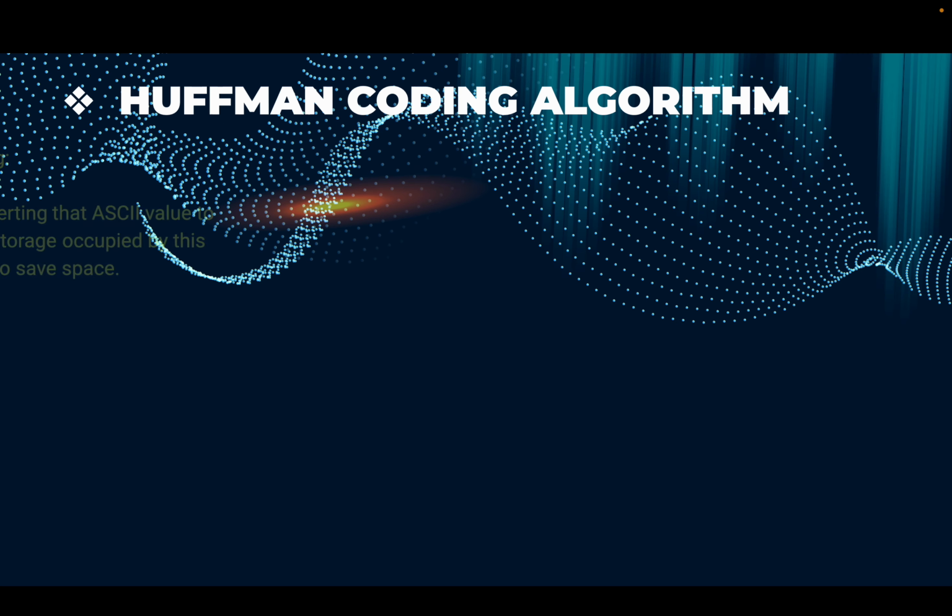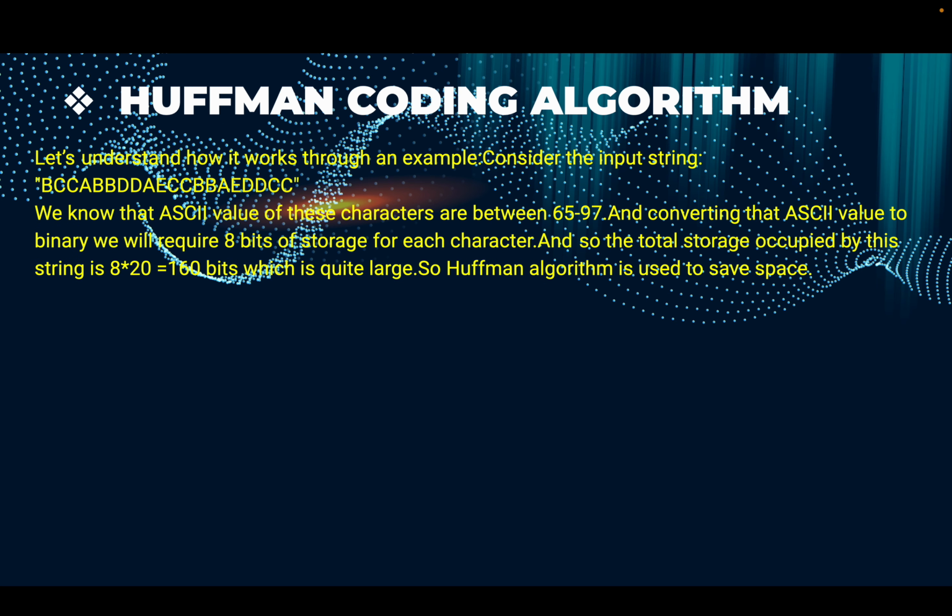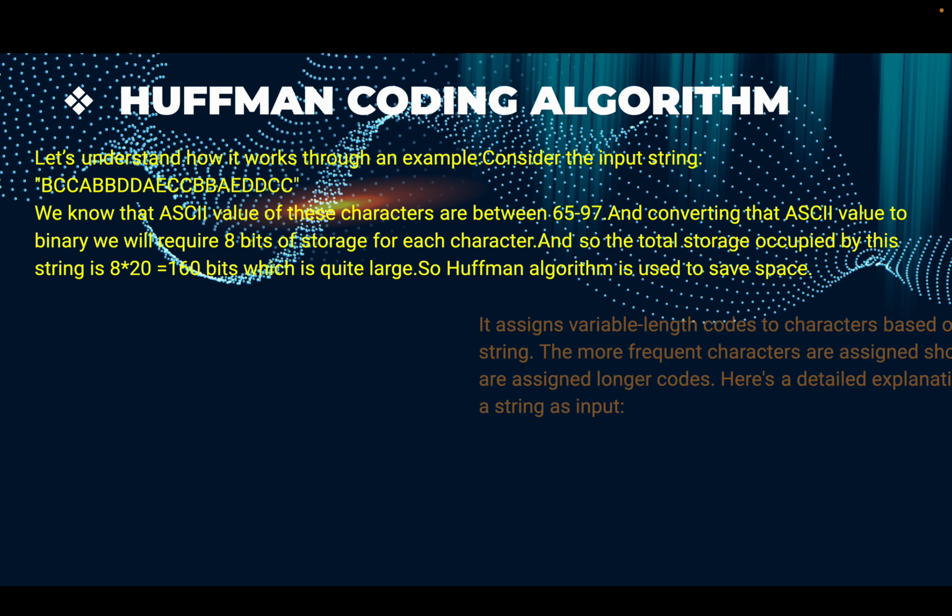The second lossless compression algorithm is the Huffman coding algorithm. Let's understand how it works through an example. Consider the input string BCCA, BBDD, AECC, BBAEDDCC. We know that the ASCII values of these characters are between 65 to 97, and converting that ASCII value to binary will require 8 bits of storage for each character. So the total storage occupied by this string is 8 into 20, which is equal to 160 bits, which is quite large. So the Huffman algorithm is used to save that space.